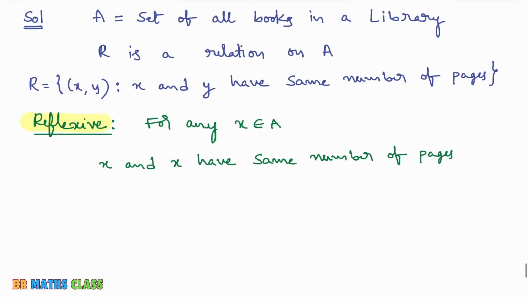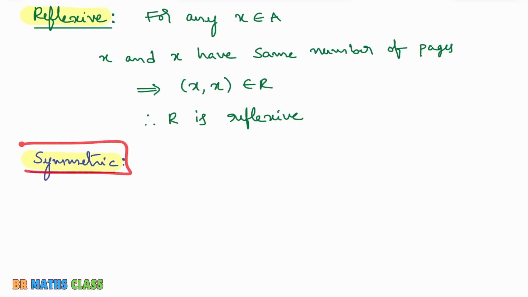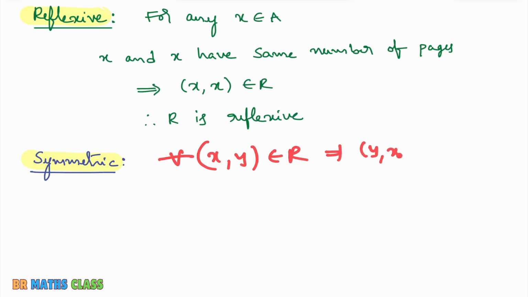Nothing wrong in this. So when the ordered pair (x, y) belongs to R if x and y have the same number of pages, and x and x have the same number of pages, then what do we say? We say that the ordered pair (x, x) belongs to the relation. From this, I can say that the ordered pair (x, x) belongs to the relation. Therefore, the relation R is reflexive. To check symmetric, for every ordered pair (x, y) in the relation, if the ordered pair (y, x) also belongs to the relation, then we say that the relation is symmetric.